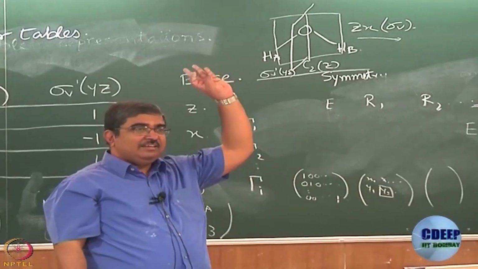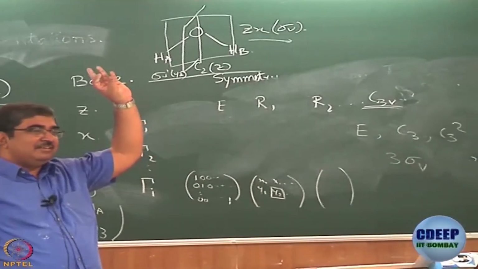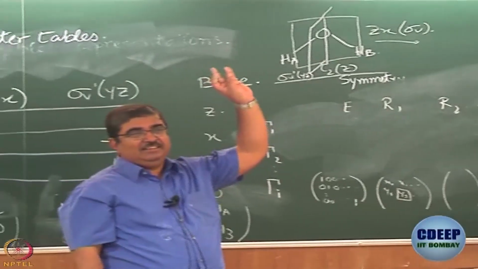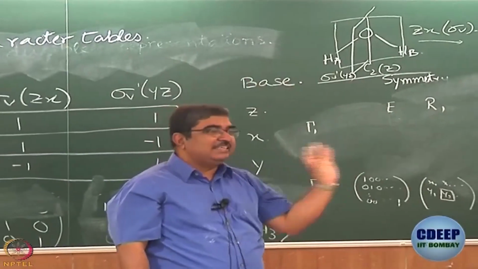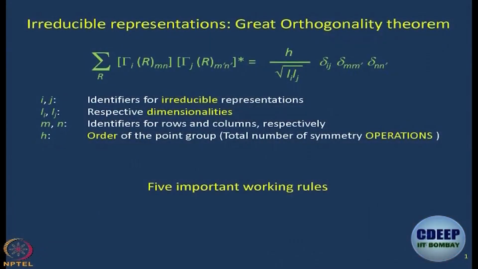E, C3, C3 square, then sigma V number 1, sigma V number 2, sigma V number 3. Okay? 6. So, what is that? 6 is H for your C3V. So, what we have learnt is for C2V, H is 4, right, for C3V, C2V.